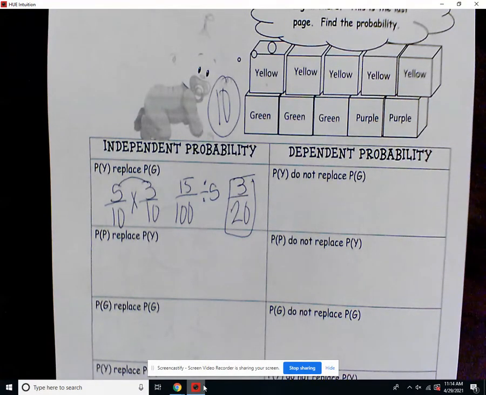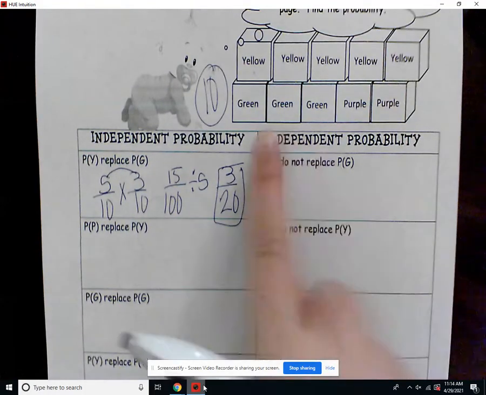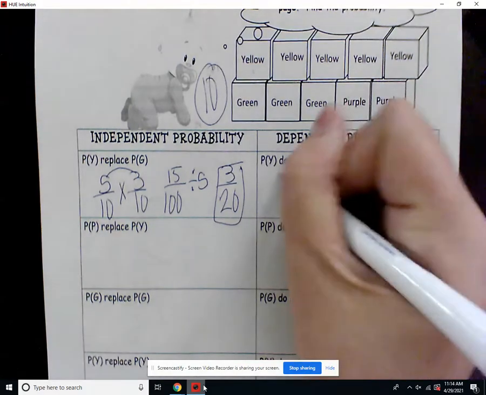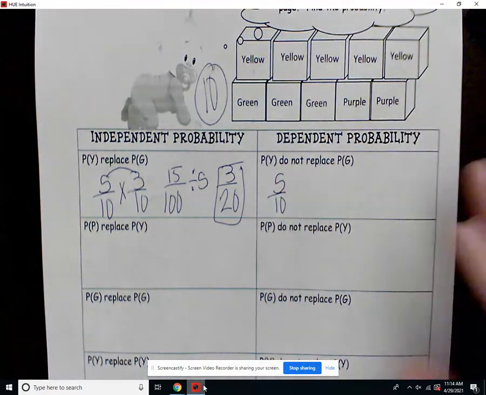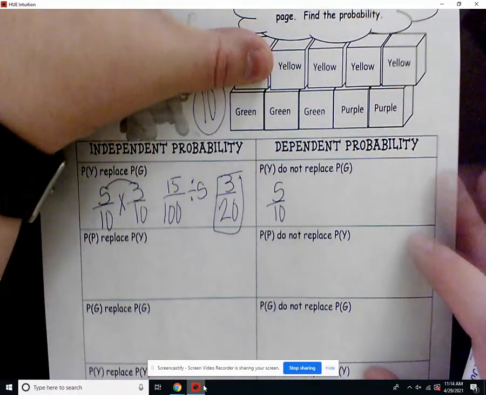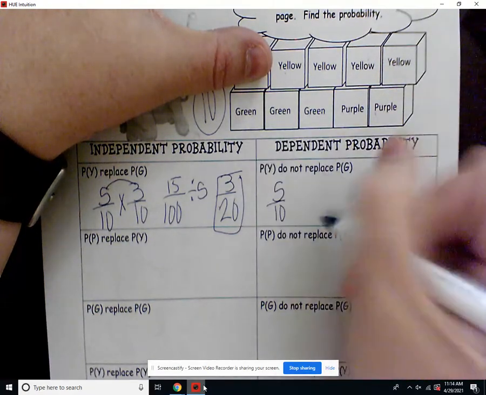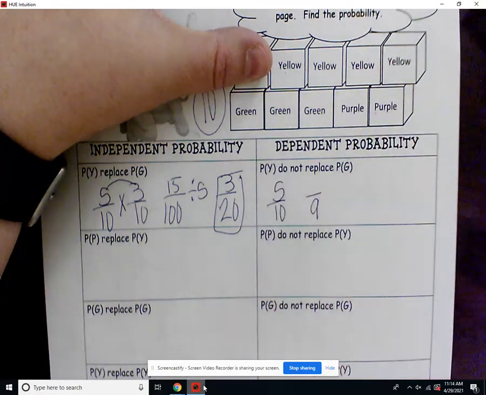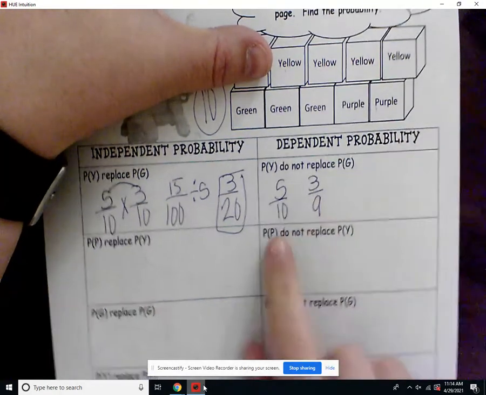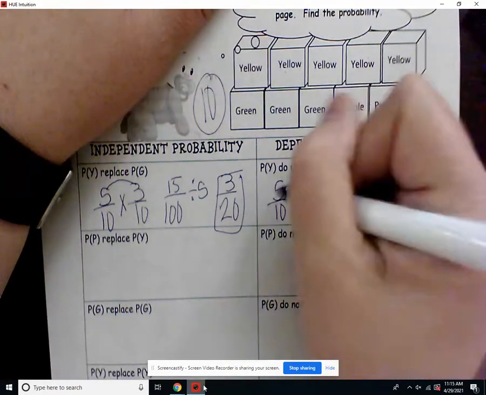Okay, so I'm going to go ahead and do the dependent as we go along, so you can see the difference. It's the same numbers, well, kind of the same numbers. So probability of a yellow will be 5 out of 10. Replacing it means, since they asked me to draw yellow, I'm going to cover up my yellow. So now I'm going to count how many blocks I have: 1, 2, 3, 4, 5, 6, 7, 8, 9 boxes. And out of those 9, how many are green? 1, 2, 3. If you notice, there's a different number on the bottom, and the top number did not change.